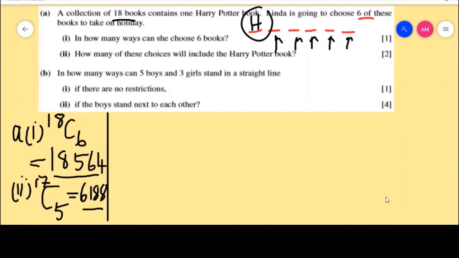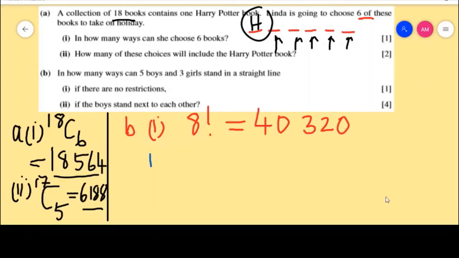Now part B, part 1. In how many ways can 5 boys and 3 girls stand in line if there are no restrictions? There are no restrictions, so it's just 8 factorial. I know you'll be tempted to divide by 5 factorial and 3 factorial, but those are not repeats, they are different people. So it's just 8 factorial, which is 40,320. I stress again, you don't divide by repeats because they are people.